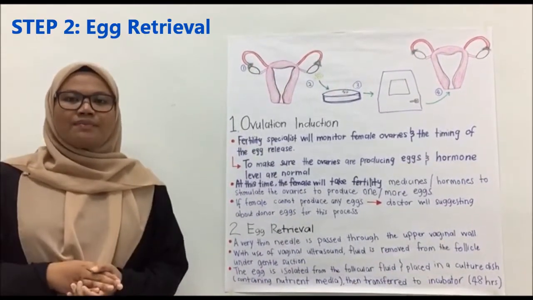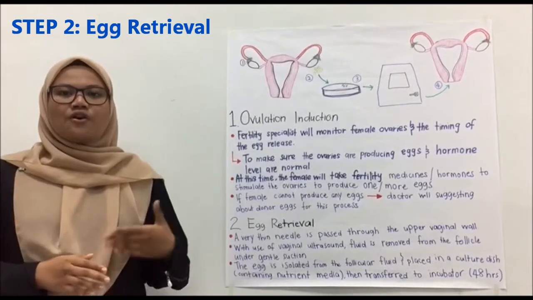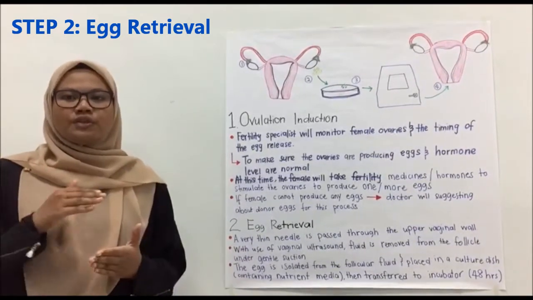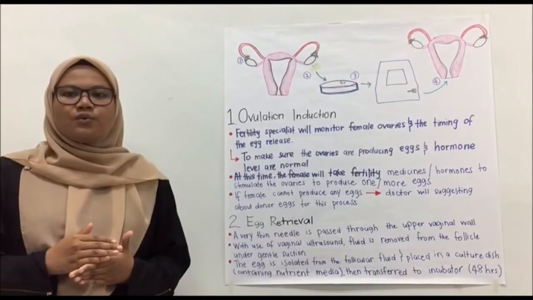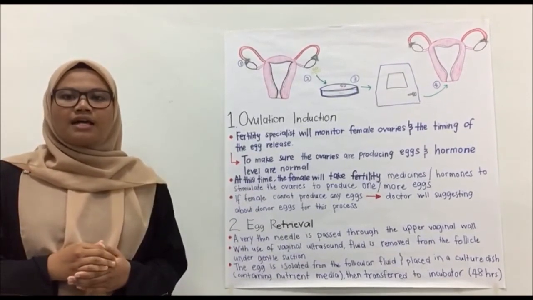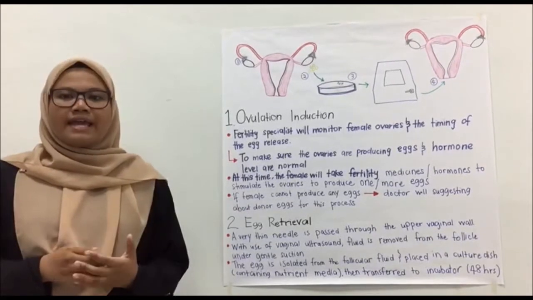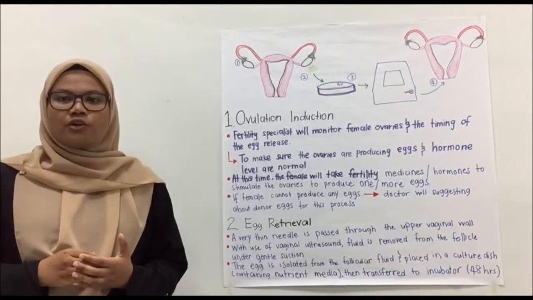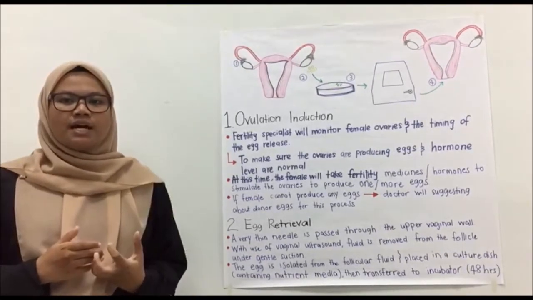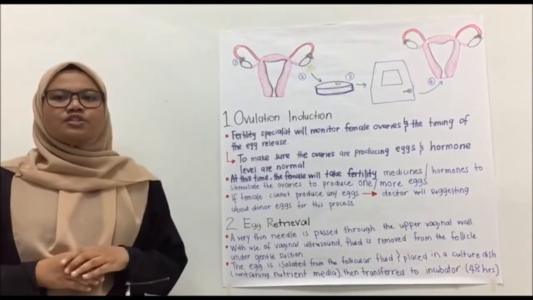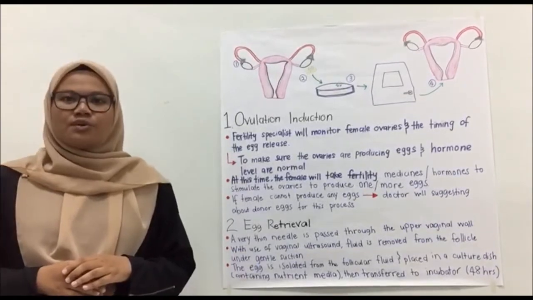For the second step, egg retrieval, a very thin needle is passed through the upper vaginal wall. With the use of vaginal ultrasound, fluid is removed from the follicle under gentle suction. The egg is isolated from the follicular fluid and placed in a culture dish containing nutrient media, which is then transferred into the incubator for 48 hours.